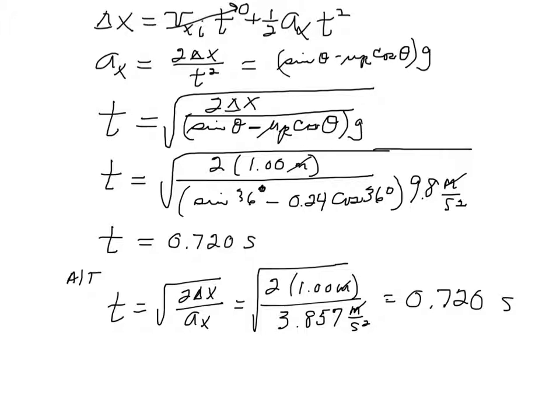Let's check our answer. Does that make sense? Yes, it makes sense. We know from lab that a coefficient of friction of 0.24 and an angle of 36 degrees would be quite high. And so the acceleration at 3.857 is pretty fast. It's going to go 1 meter in a fairly short period of time. So we can be confident the answer is probably correct.